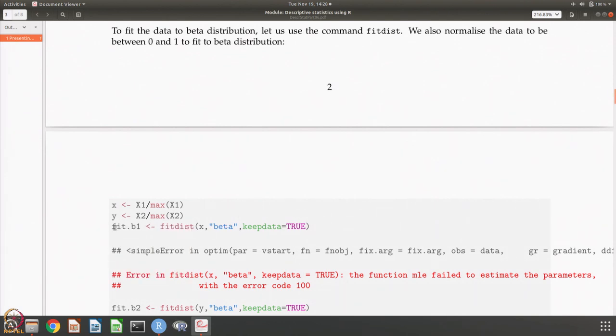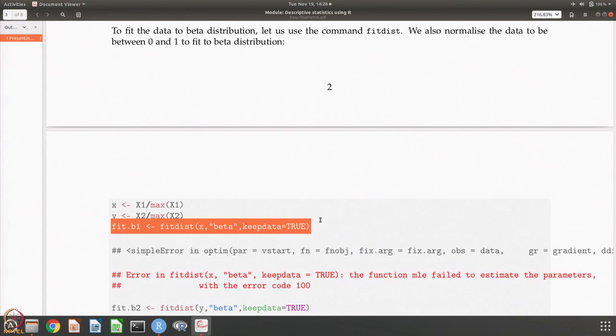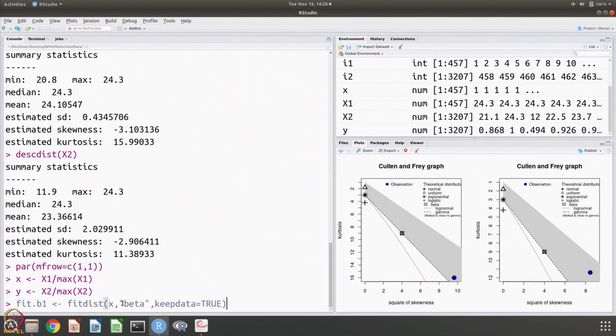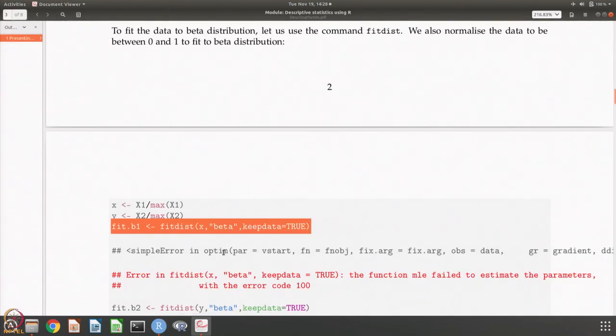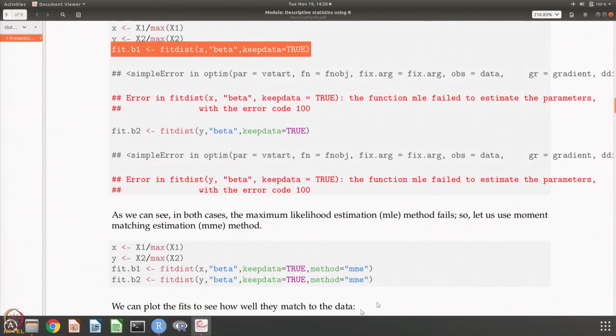Let us try to fit it to beta. We say, fit to the distribution, take the data x and fit it to beta, and the fit will be saved as fit dot b1. If you try, then we get the information that function MLE failed. What is MLE? MLE is maximum likelihood estimation, and if it failed, then we can try to use other methods to fit. Let us use this MME, moment matching estimation.